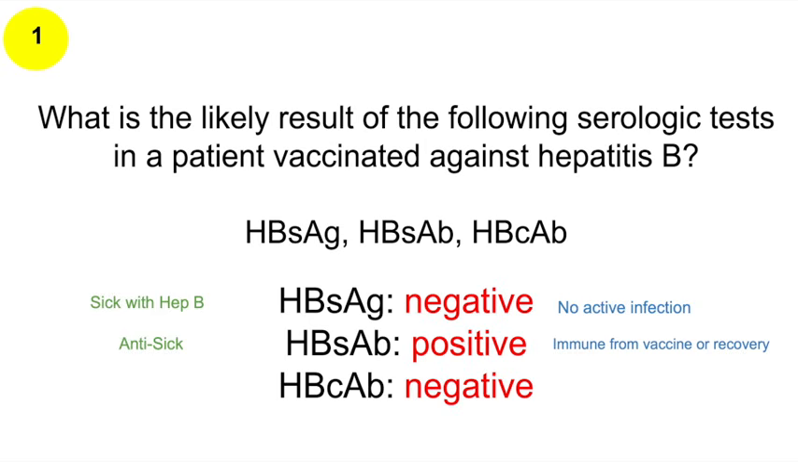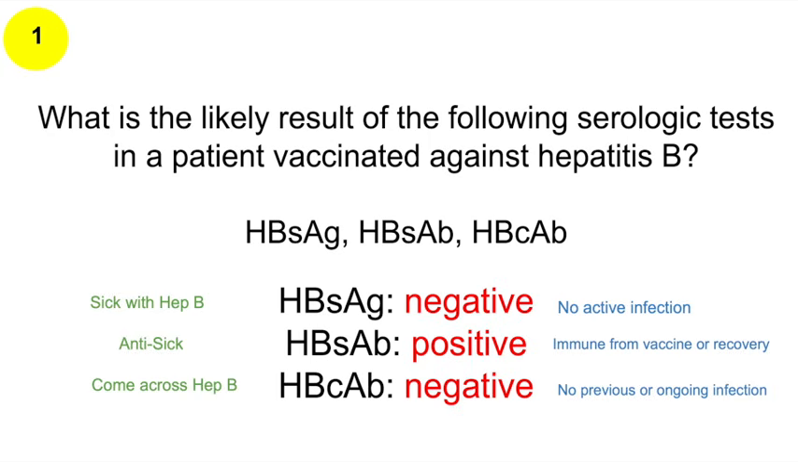The hepatitis B core antibody is negative. So the hepatitis B core antibody means that you have come across hepatitis B before. So this could be either an acute or chronic infection, but it's negative. So that means that there is no previous or ongoing infection. So to sum it all up, in a patient that is vaccinated against hepatitis B, you would expect to see a positive hepatitis B surface antibody because that is anti-sick, and that means that you are immune from either the vaccine or recovery. Okay, great.